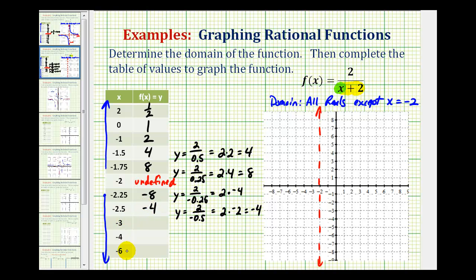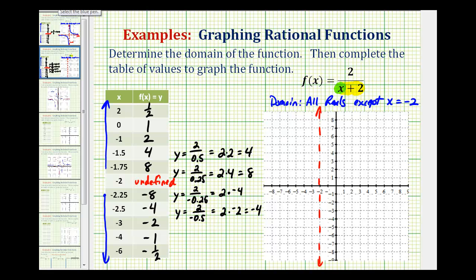These last three will be a little bit easier. If x is equal to negative 3, notice the denominator would be negative 1. 2 divided by negative 1 is negative 2. If x is equal to negative 4, the denominator would be negative 2. 2 divided by negative 2 is negative 1. And then finally, when x is negative 6, the denominator would be negative 4. 2 divided by negative 4 would be negative 1/2. Again, if we need to, we can verify these calculations on the calculator.